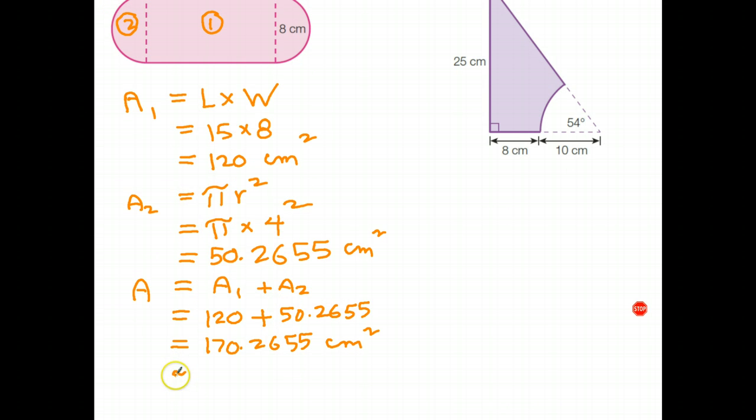So that's going to be approximately 170 point. Well, looking at the 2 is where I'm going to round. There's a 6 behind it, therefore the 2 becomes a 3, and the units are centimeters squared. And normally, in fact, I don't write approximately equal to, even though that's more correct. We can just say that that's the area rounded to 1 decimal place.